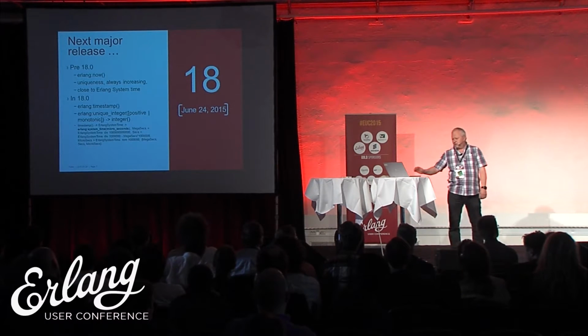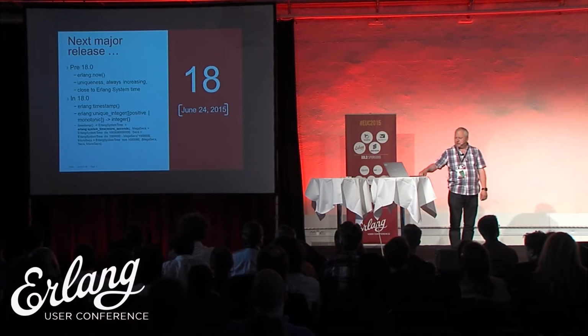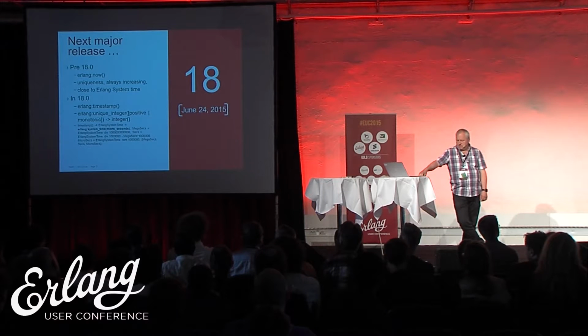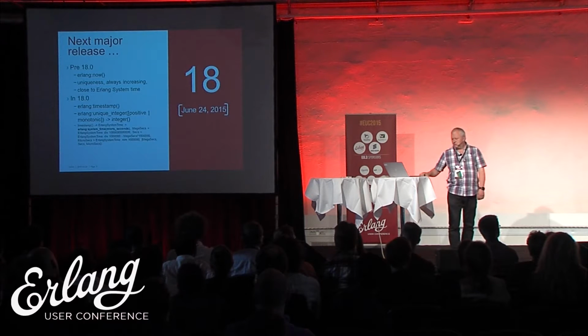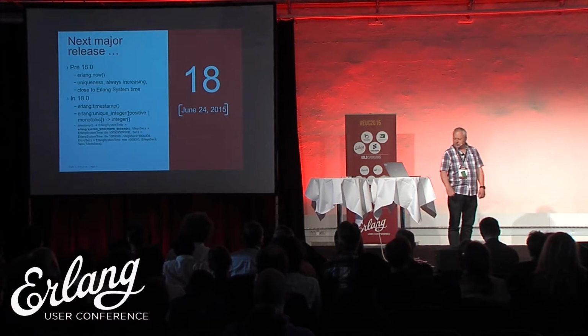So then we have erlang:timestamp in 18 instead, where you can get the time in the same format as in erlang:now, but without uniqueness guarantees. If you want uniqueness, you have to use the erlang:unique_integer function instead.